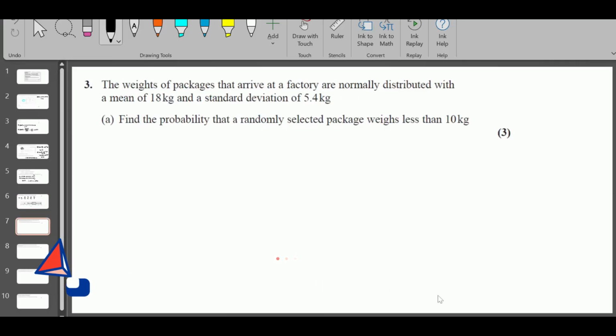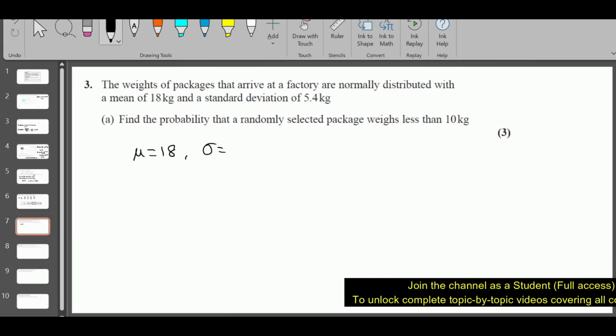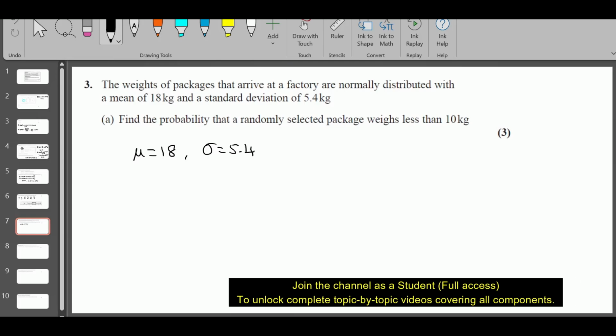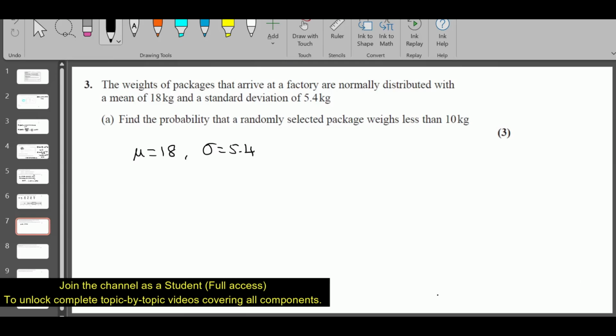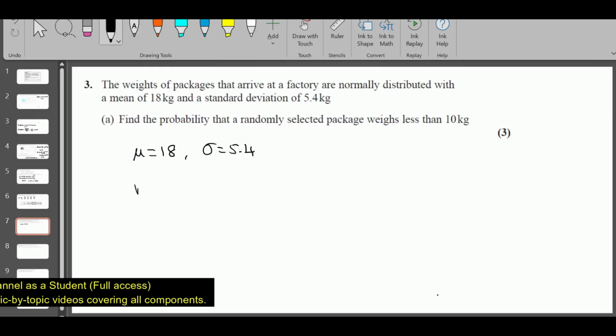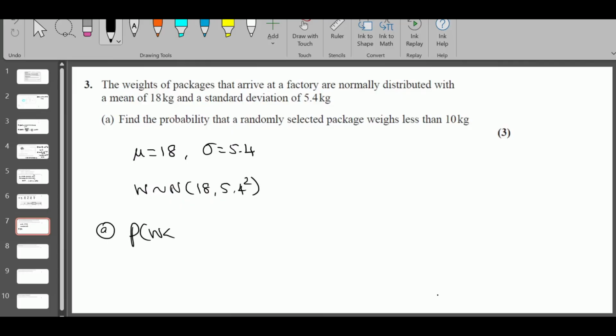Question number 3. The weights of packages that arrive at a factory are normally distributed with mean 18 and standard deviation 5.4. Find the probability that a randomly selected package weighs less than 10. First, define the distribution. W follows a normal distribution with mean 18 and variance sigma squared. So for part A, they want you to find W less than 10.